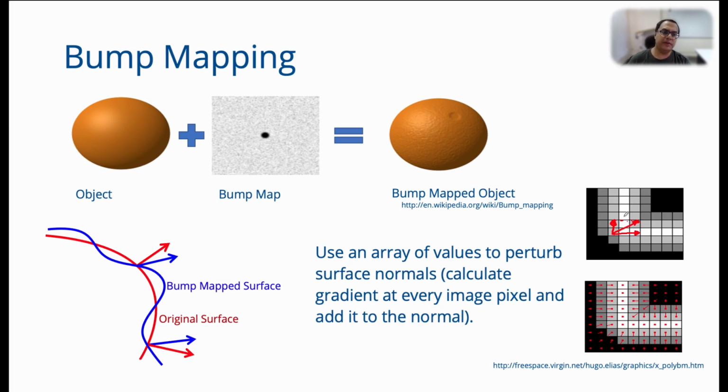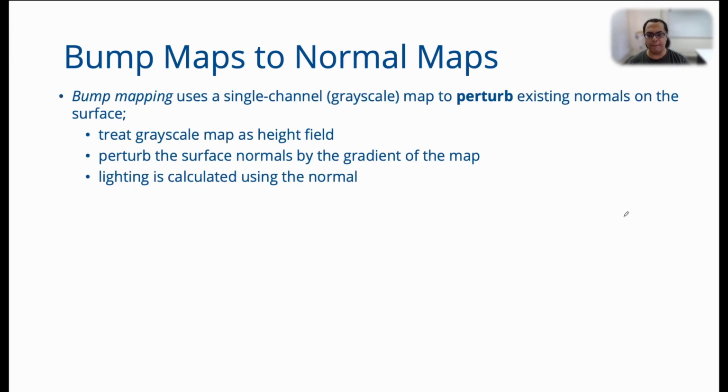So we will not go into details about how a bump map is created and all that, but it is fairly efficient to apply the bump map at runtime, and it can produce reasonably surprising looking results. Bump maps treat the grayscale map as a height field so that the gradient of the image gives you the bump map. And bump maps perturb existing normals on the surface. But bump maps can only produce the appearance of small scale depth variations on the surface.